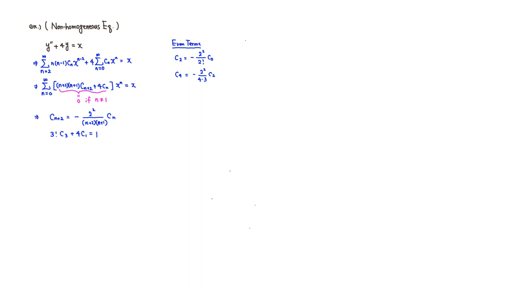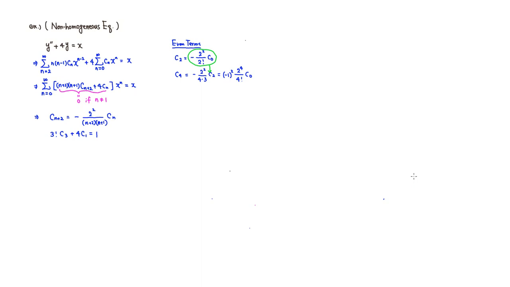Then if you plug in the expression for c_2 into here, you will get negative 1 squared, then 2 squared and another 2 squared, so 2 to the 4th power, over 4 times 3 times 2 factorial, which is 4 factorial, times c_0. So we can already see a pattern.